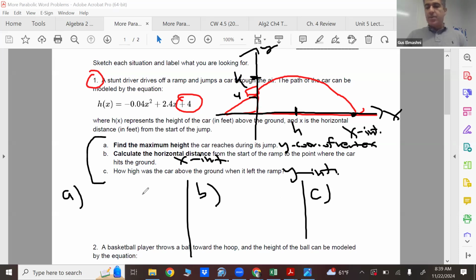So maximum height, the vertex. How do I find the vertex? You remember the formula for finding the vertex: x equals negative b over 2a. I've given it to you before. So you have to do negative b over 2a, which is negative 2.4 over 2 times negative 0.04.